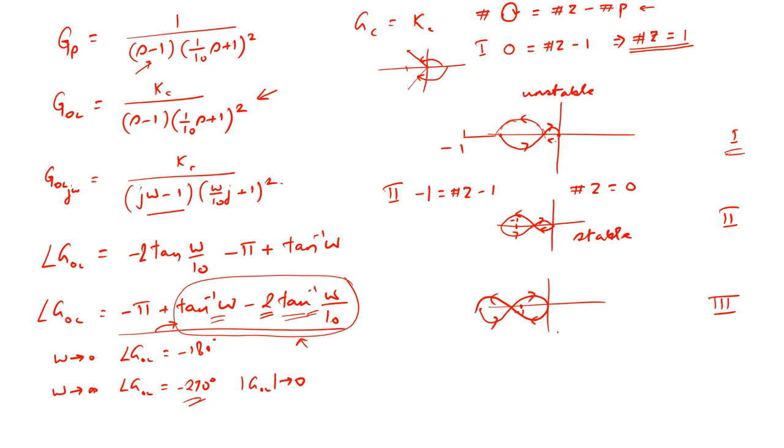And if you look at scenario 3, you got one clockwise encirclement. Invocation of that number of encirclements equation gives: you got one clockwise encirclement. This must be equal to number of zeros of the closed loop characteristic equation in the right half plane minus number of poles of G open loop in the right half plane, and therefore number of zeros actually turns out to be 2. So that means there are 2 zeros in the right half plane, so this is again unstable.